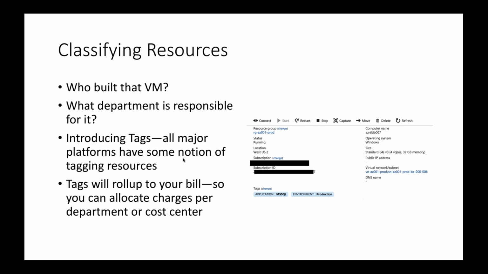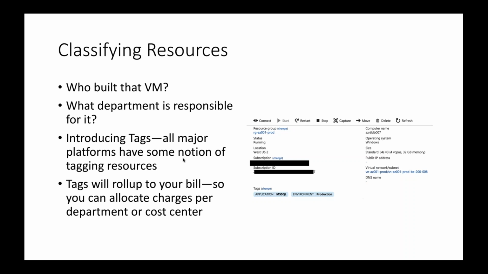So one common problem I've run into is who built what resource in the cloud, or what department is responsible for it. And this is a screenshot from the Azure portal from an actual customer whose subscription has been blocked out. But we have this notion of tagging.